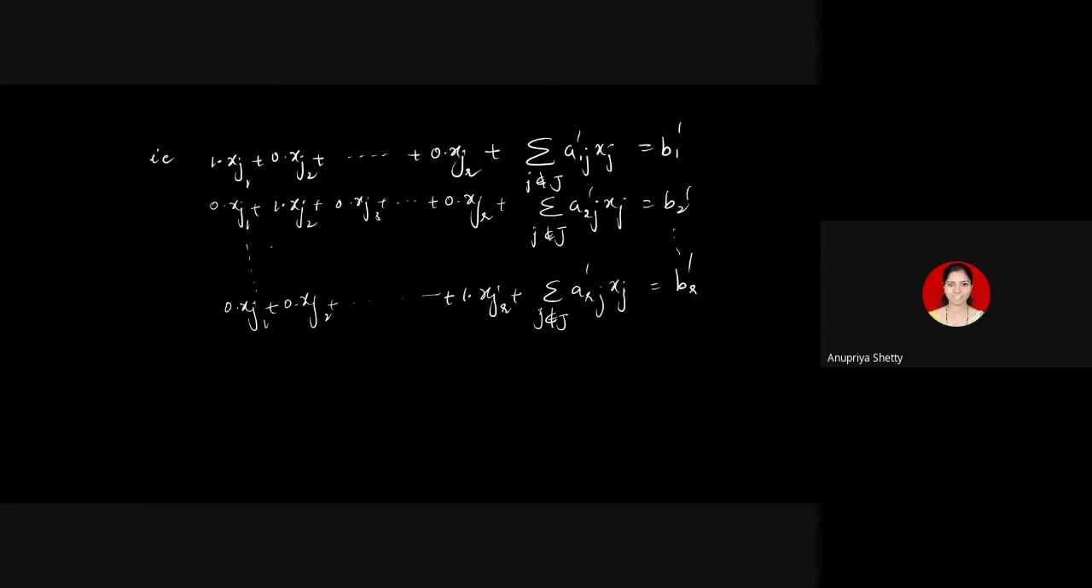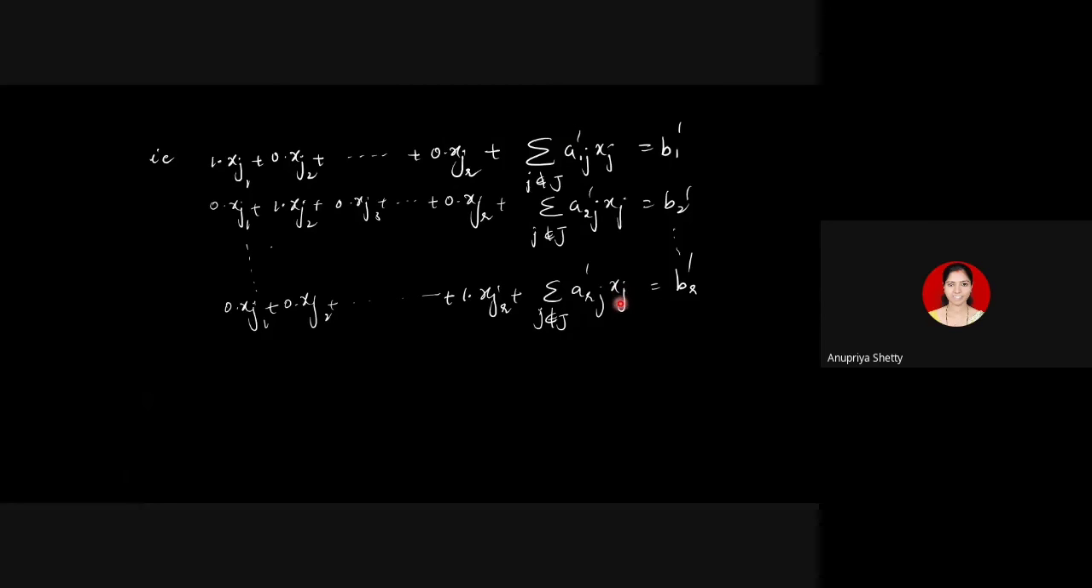Now how do you solve these equations? 1 into xj1 in the first equation gives you xj1. The second equation will give you xj2, etc. There are unknowns here within this summation; each summation present in the R equations will have unknowns xj.